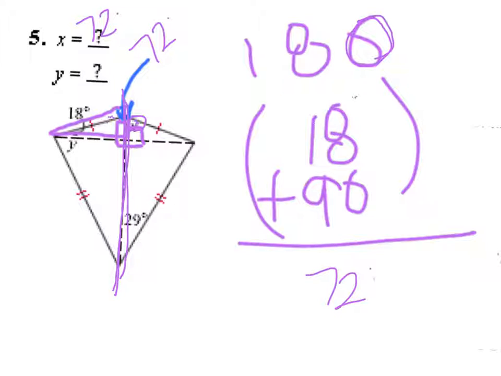Take a look at y. We will use the same reasoning for y. The vertex diagonal bisects this angle. So if the right-hand side is 29, so is the left-hand side. The angle in the upper right-hand corner of this triangle is 90 degrees. You can use the 29 and the 90 to find the measure of angle y.